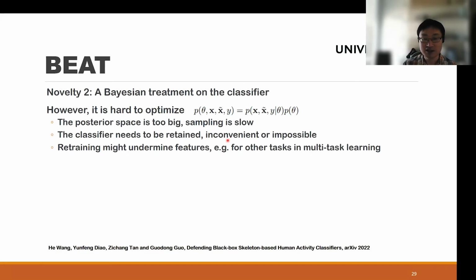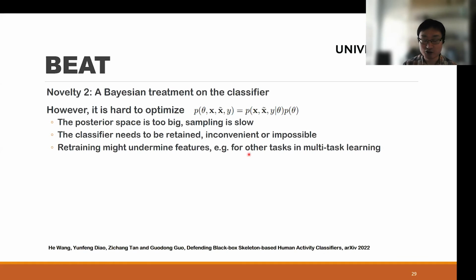The second one is if we were to do this, we essentially require retraining the classifier from scratch, which is very inconvenient and sometimes impossible because a lot of classifiers are very big. They are pre-trained. So a lot of users just use the pre-trained model and fine-tune on their own data set, right? It's not very desirable to retrain the model from scratch. If you apply adversarial training or randomized smoothing as existing methods do, they do require retraining from scratch.